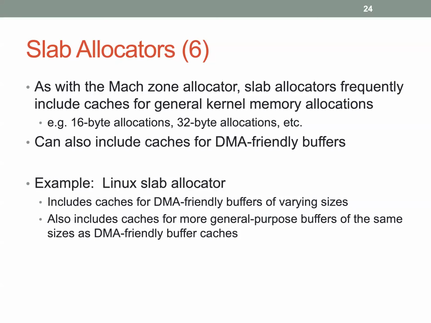And if the slab allocator says, ooh, I need to allocate a new slab, then it'll turn around and ask the page frame allocator for a contiguous region of a certain size. And the binary buddy allocator will take care of that. Okay, so that's the whole picture.